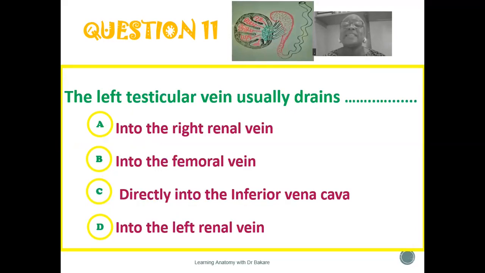The 11th question, which reads that the left testicular vein usually drains into what? The left testicular vein is seen to usually drain into the left renal vein, after which it is then drained into the inferior vena cava. So it is first drained into the left renal vein before it is finally collected into the inferior vena cava. This kind of scenario is also seen to be exhibited by the left ovarian vein.